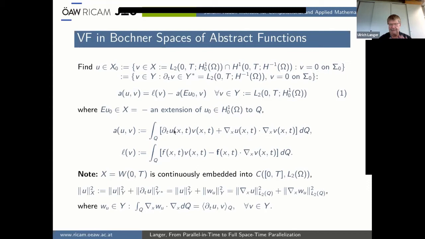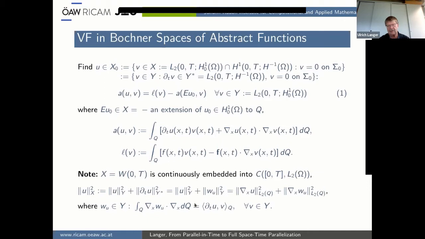So the norm in X is the norm in Y, where Y is the usual test space here, plus the norm of the time derivative in the dual. And this dual norm can be represented by the Riesz representation, solving such a problem.